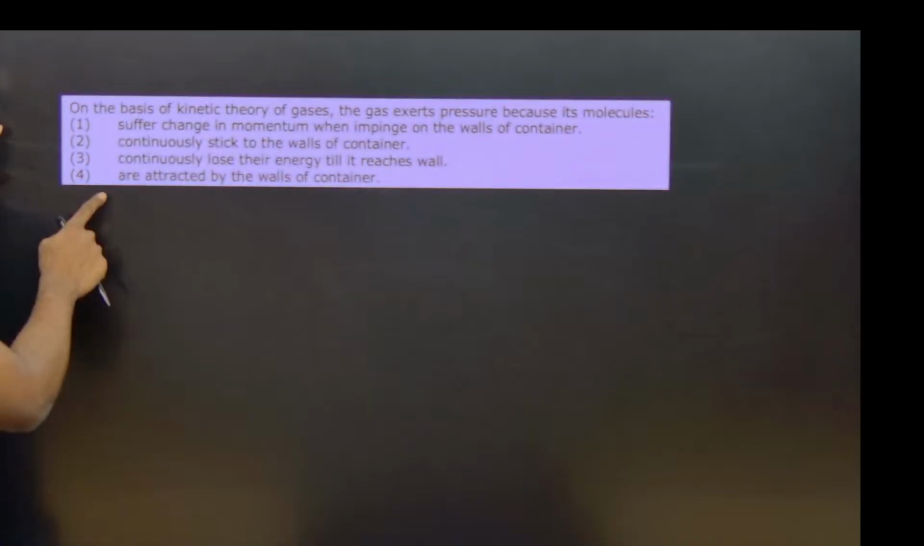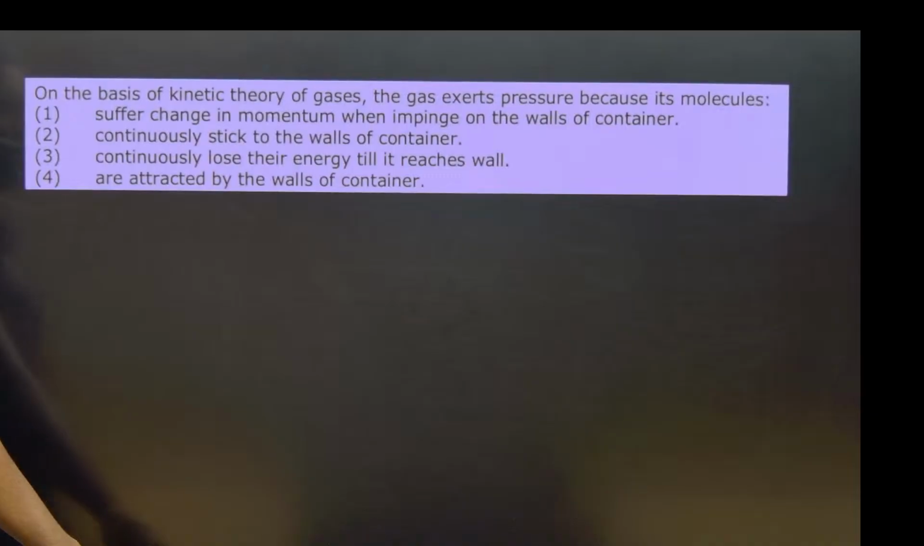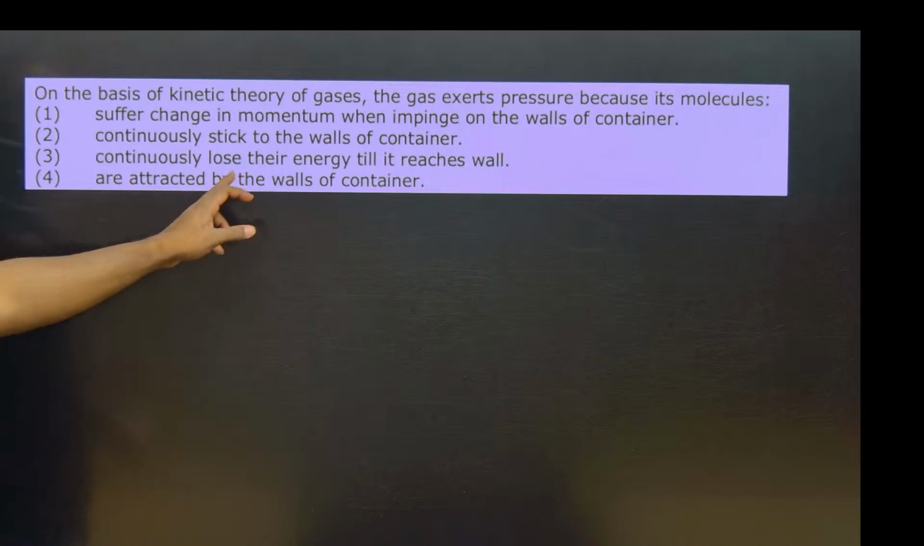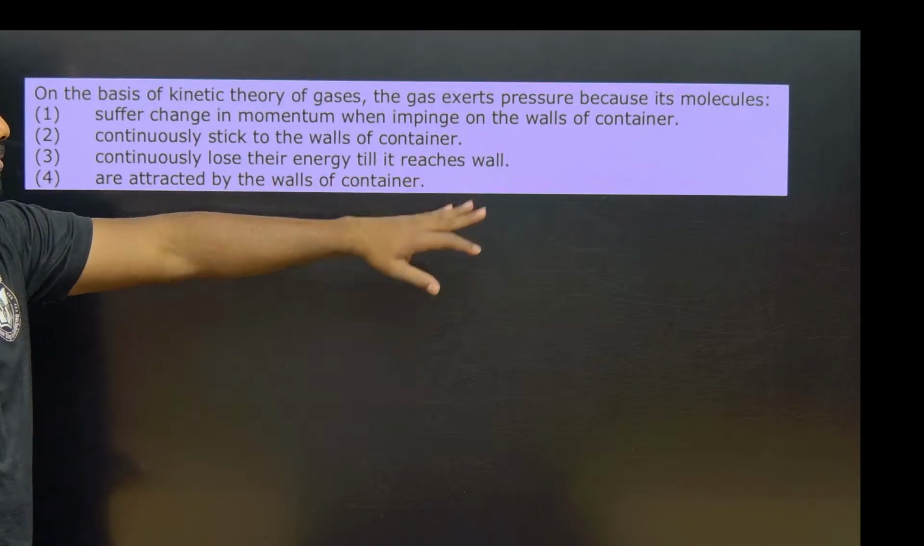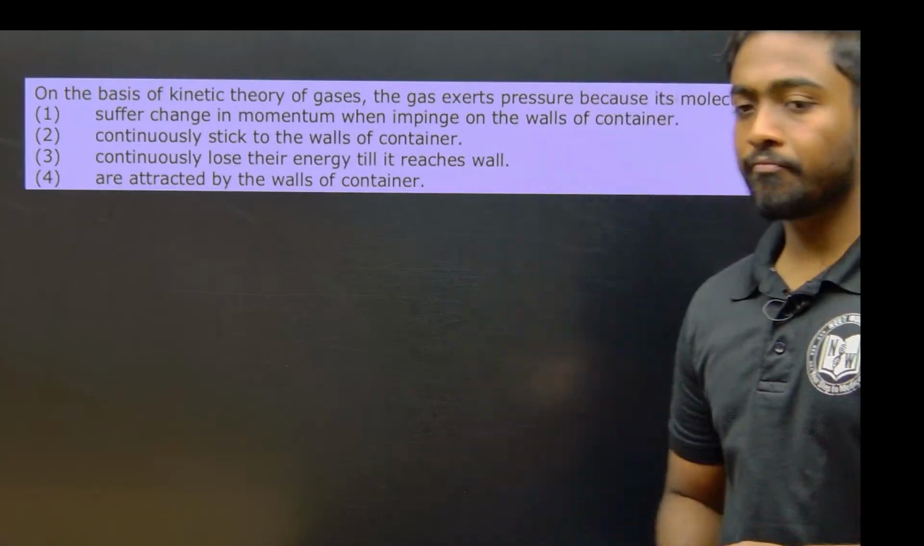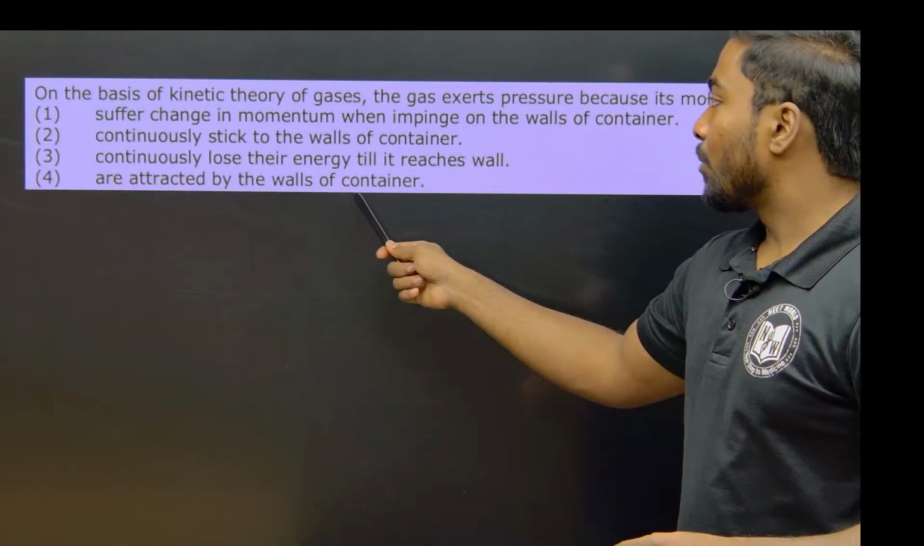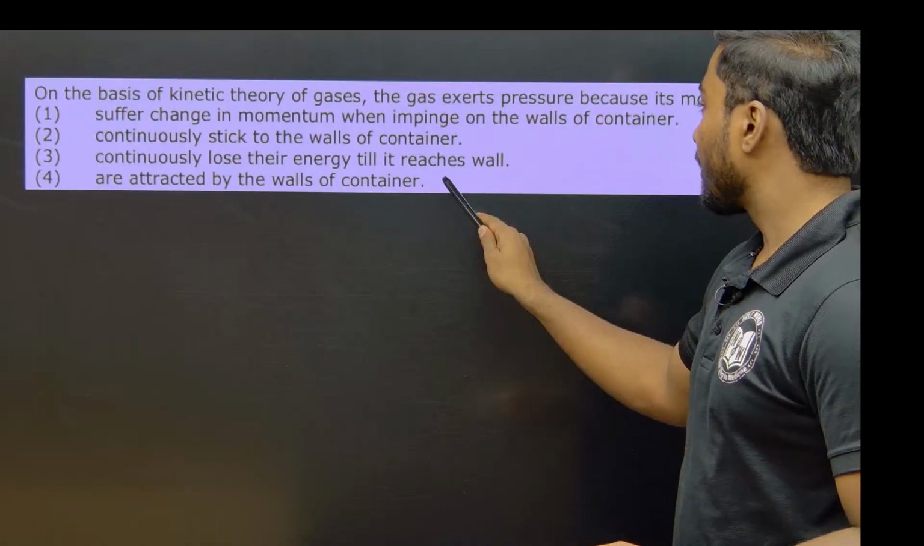On the basis of kinetic theory of gases, the gas exerts pressure because its molecules suffer change in momentum when they impinge on the wall of the container, continuously stick to the wall of the container, continuously lose their energy till they reach the wall, or are attracted by the wall of the container. Which of the 4 options is correct? Obviously, are attracted by the wall of the container is wrong.